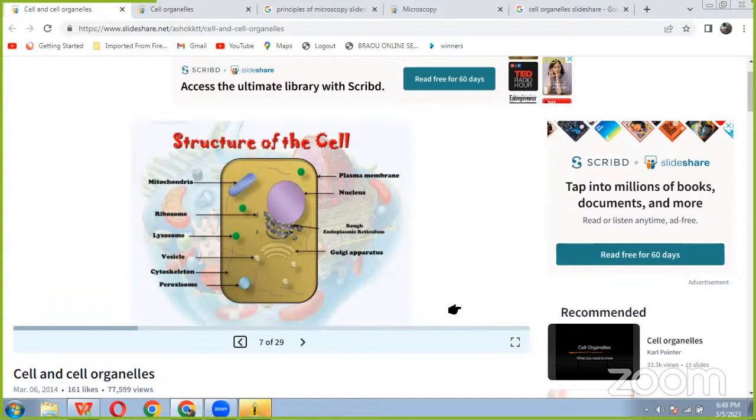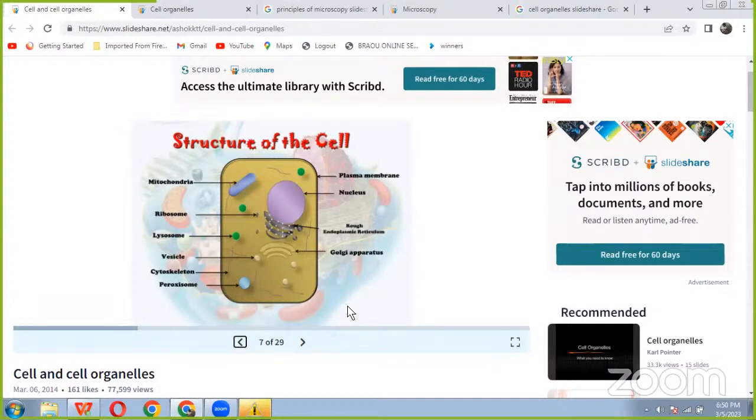Mainly polysaccharides, especially cellulose. Okay, these are the cell wall. What are the cell wall layers in plants? There are three types: the middle lamella, primary wall, and secondary wall. They can see a tertiary wall also in some cell walls of plants.